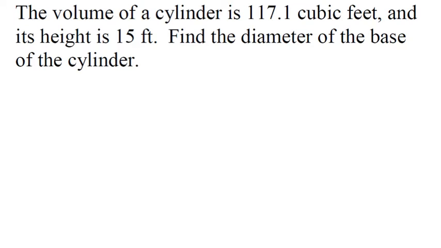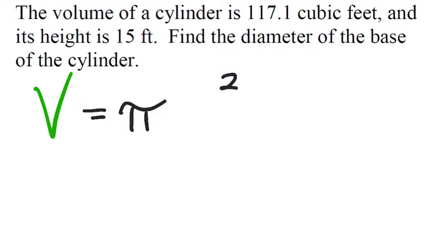The volume of a cylinder is 117.1 cubic feet, and the height is 15 feet. Find the diameter of the base of the cylinder. It's just a circle. How do we know it's a circle? Because it's diameter. Well, let's look at the formula for the volume of a cylinder, which is pi times the radius to the power of 2 multiplied by the height.